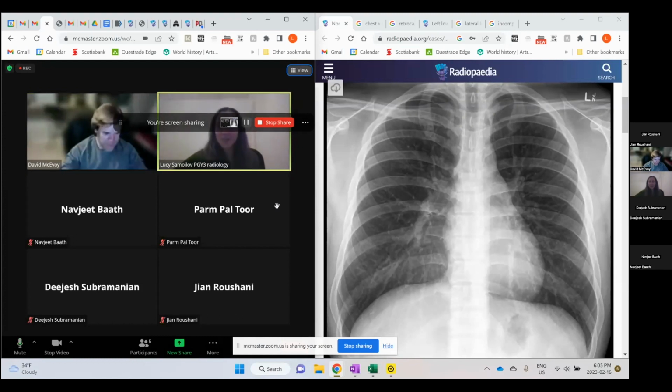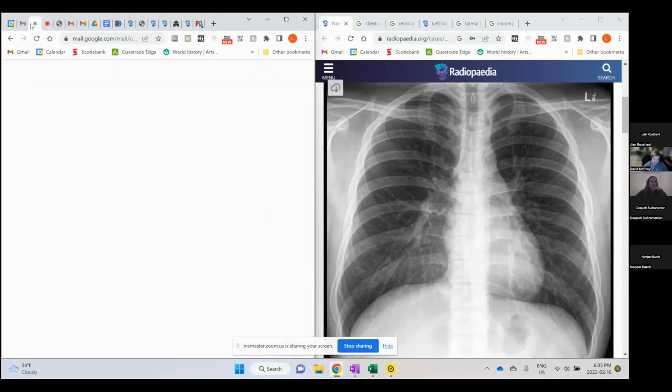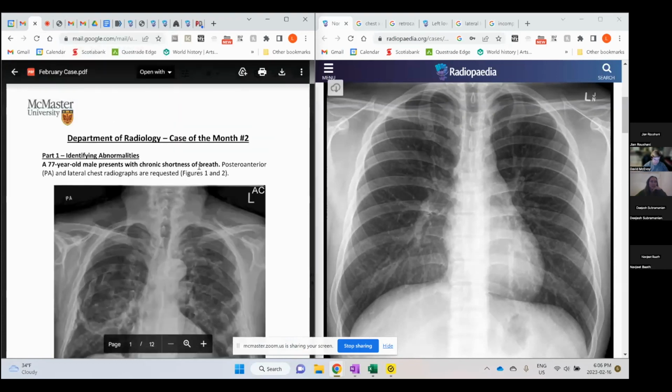I guess what I want to impart is just principles of how to read a chest x-ray, and learning about that through a case, which is way better than just didactic. So let's start. Okay.